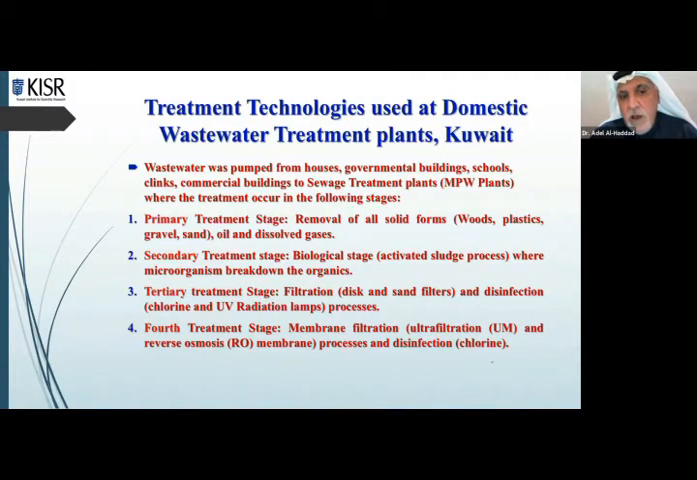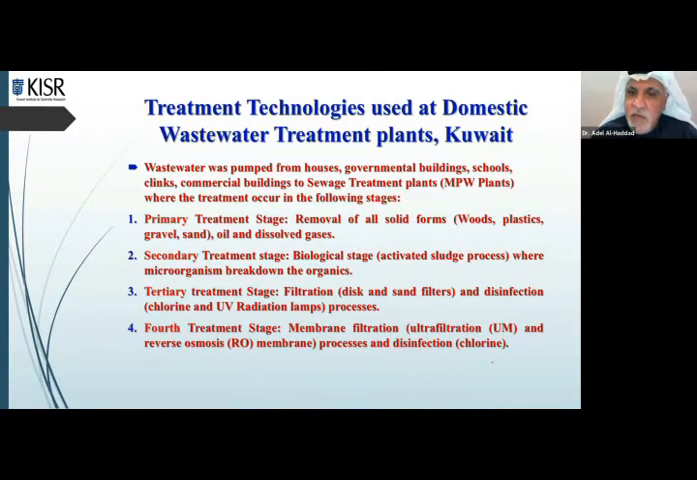In some of our plants, like Sulaibiya plants, usually we cancel the tertiary treatment stage and replace it with the fourth treatment stage, which is the membrane filtration stage. Here in Kuwait, we are using ultrafiltration and reverse osmosis membrane processes, and we follow it by disinfection.